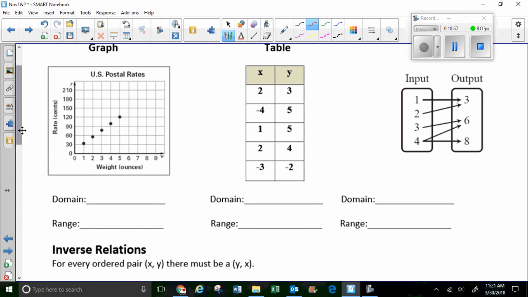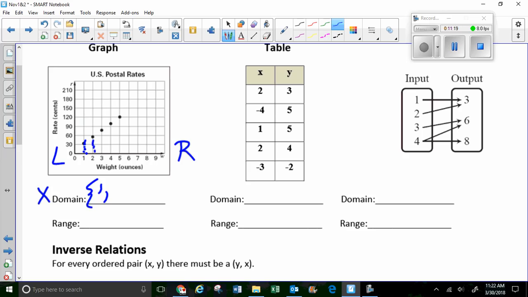So for the graph, we simply have to look at, again, our x values for the domain. So I'm going to start from the leftmost point of my graph and move to the right, and just determine all these x values. So for the first one, this first point here, if I follow it down, it has an x value of 1.